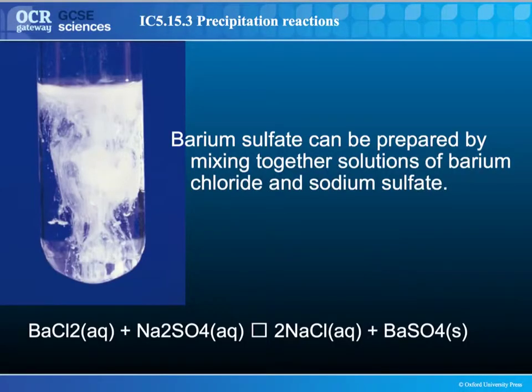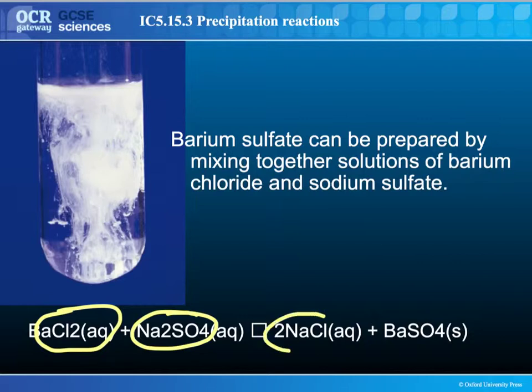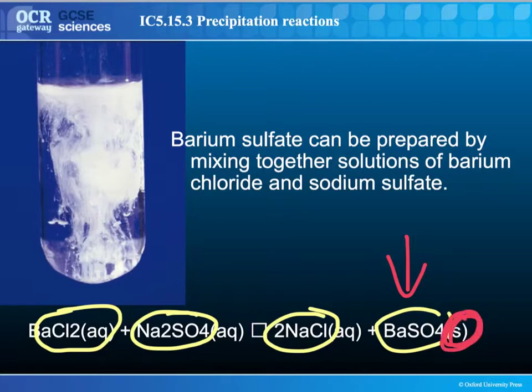So this is almost identical content from C4. You've got barium sulfate, which is made by reacting barium chloride with something containing sulfate, in this case sodium sulfate. The metals swap places, and we also get this barium sulfate, which is the precipitate. You can tell it's the precipitate because in the bottom right hand corner we've got the little S for solid.